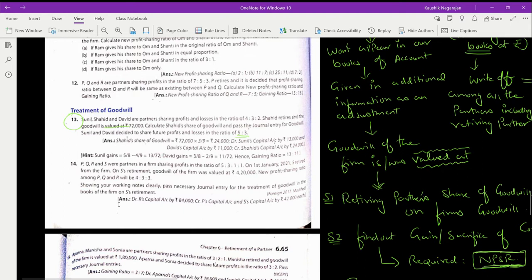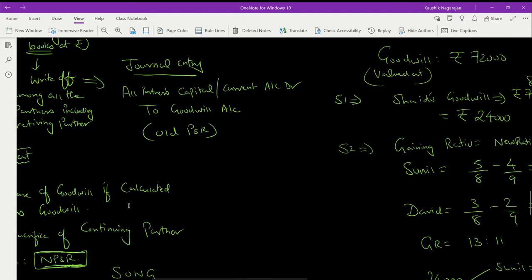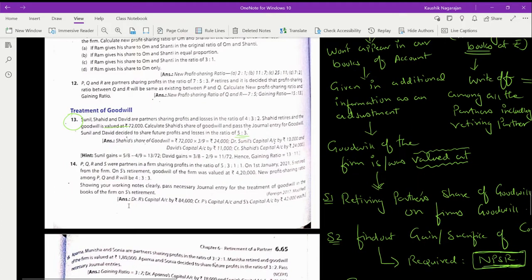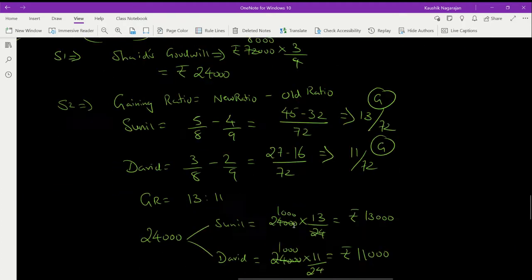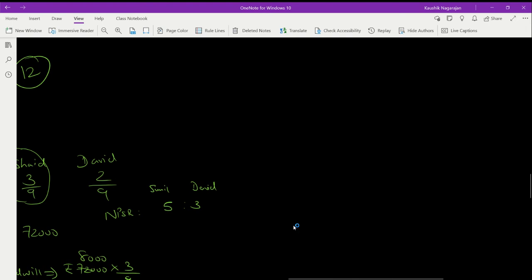So here it's quite simple, but we have to work it out. Let's see what the scenario is all about. So who are the partners? The question number is 14, so we are now going to do the 14th question. Okay, fine.